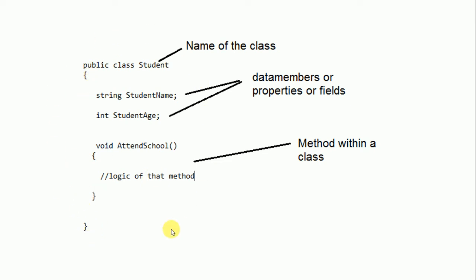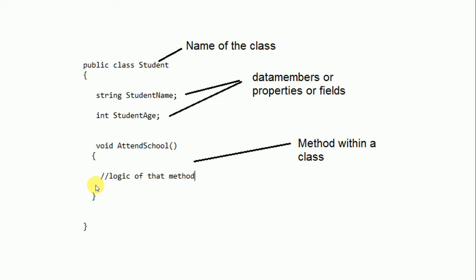So for example, you have a class student. Student will have the data members, which are the properties of the student class. If student is a class, what usually will be the properties? It will be like name, age, and what actions will the student perform? Those are actually the methods of the class.